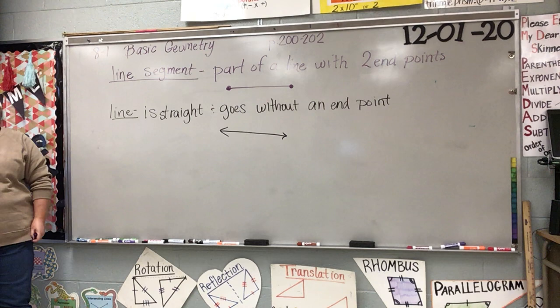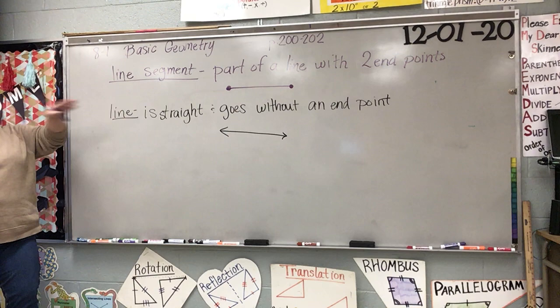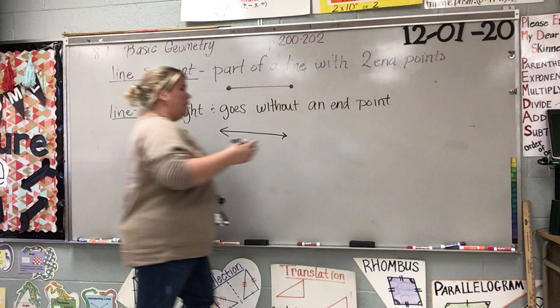So, a line segment has two endpoints, but a line is straight and goes without an endpoint. Goes forever. I'm going to just write it out here. Forever.